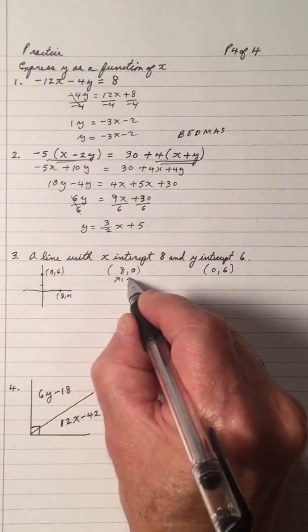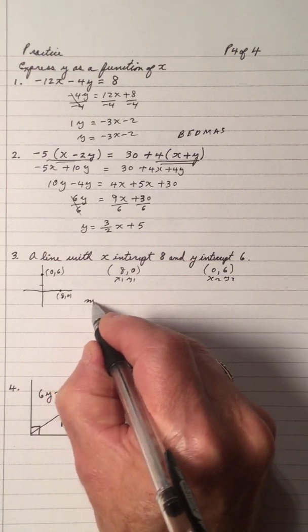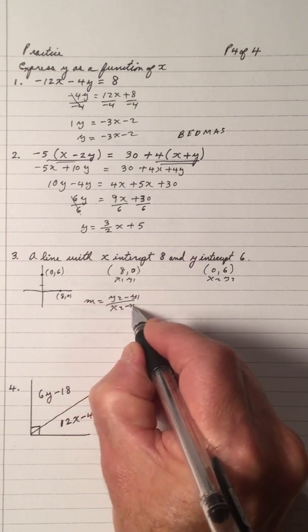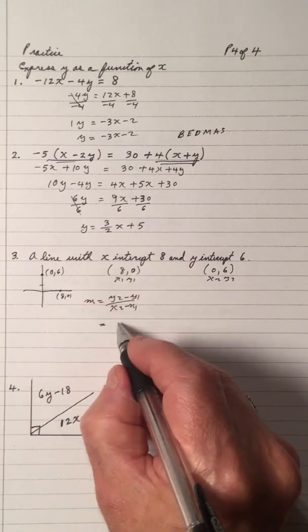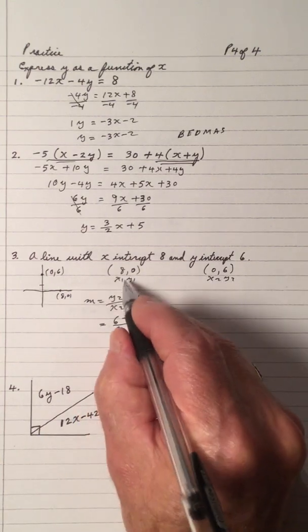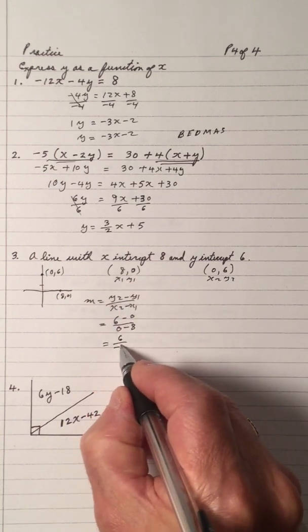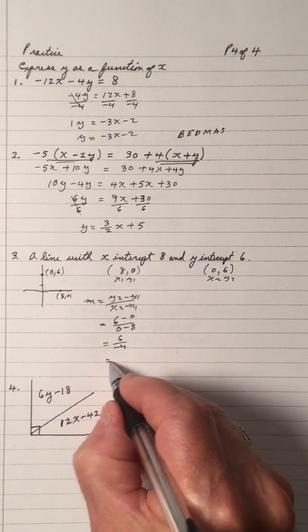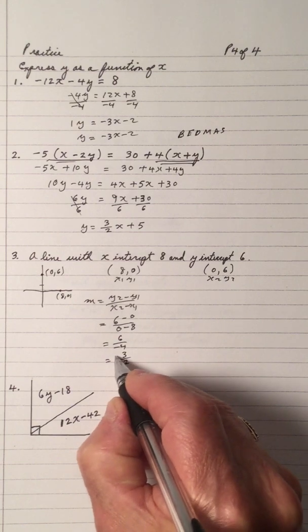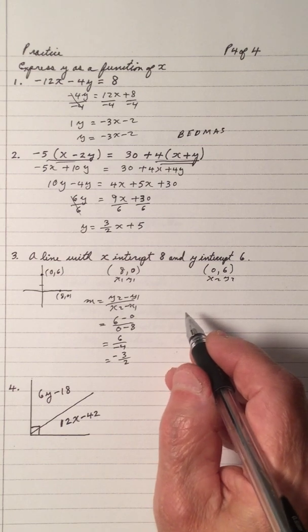So let's call this one (x1, y1), and this one (x2, y2). So m equals y2 minus y1 over x2 minus x1. So y2 is 6, y1 is 0, x2 is 0, x1 is 8, and that gives us 6 over negative 8. So that gives me 2 into 6 goes 3, 2 into 8 goes 4, and the negative is never on the bottom, so it's negative 3 over 4.